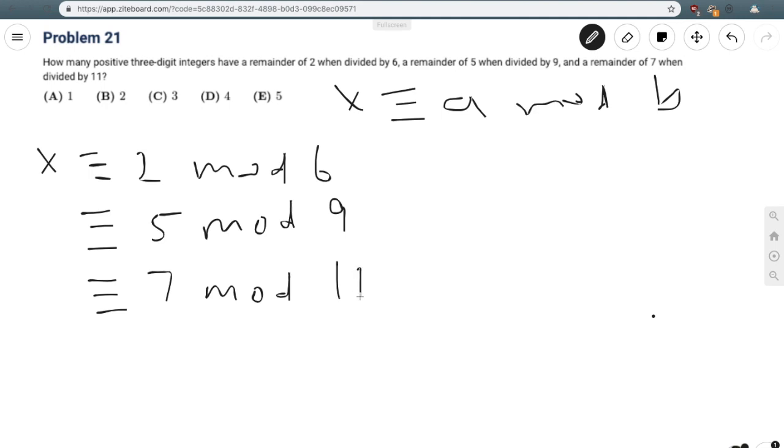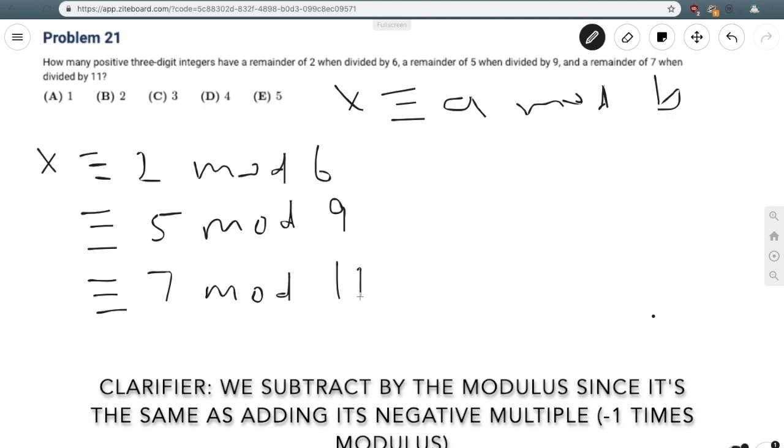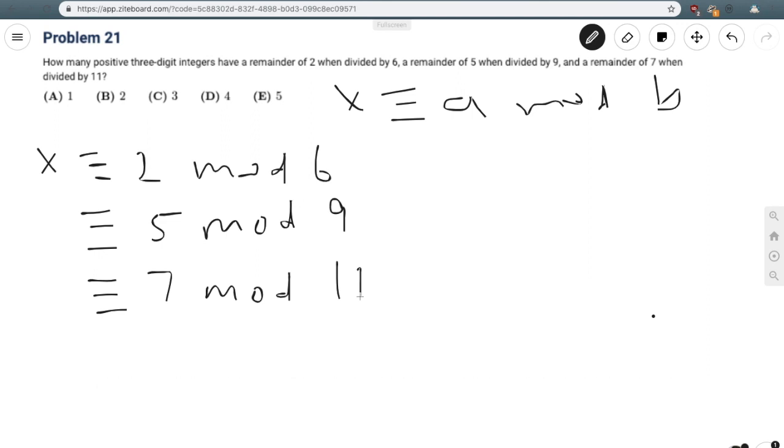Let's focus on the x is congruent to 2 mod 6 case. Some numbers included would be 2, 8, and so on. What I notice is that if I have the number 2 and I add 6 as many times as I want, the resulting number will have a remainder of 2 when divided by 6. I can also subtract 6, and that's how we see negative residues. So if I have the number 2, then negative 4 will have the same remainder when divided by 6. So 2 mod 6 is also congruent to negative 4 mod 6.